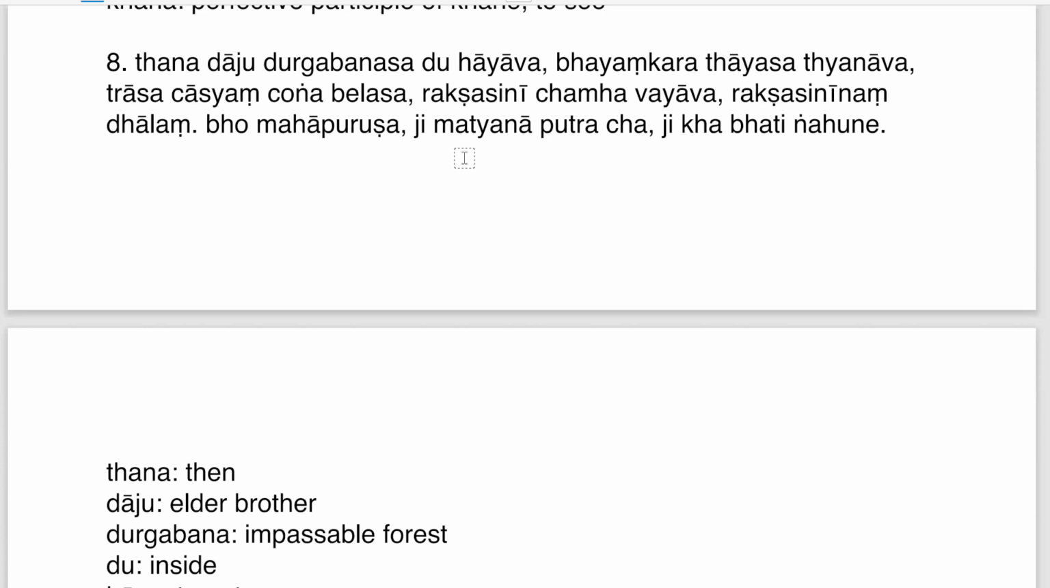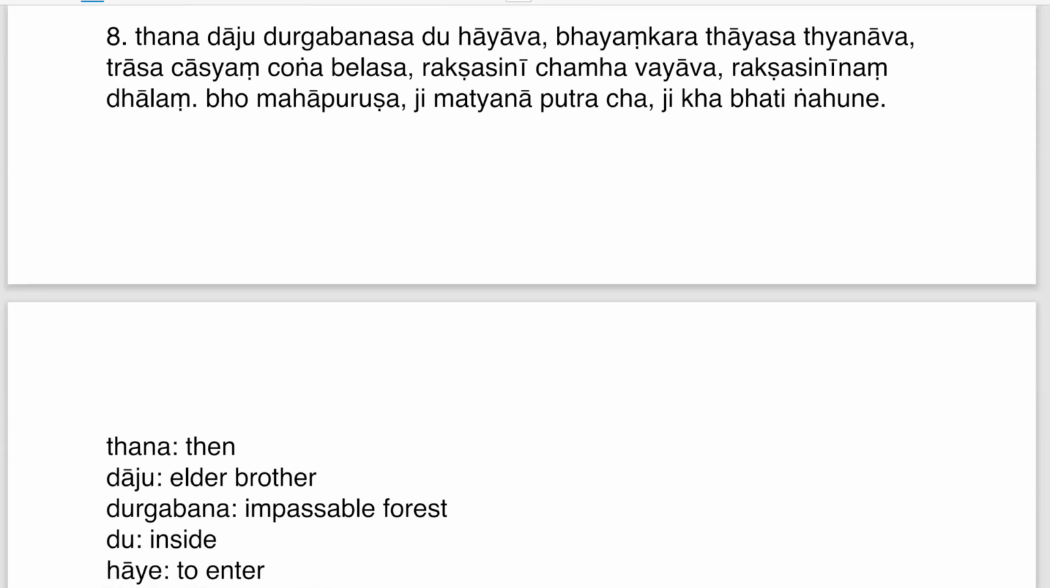Kanada. Then the elder brother. The governors in the impassable forest. And do inside. Hayala, the antecedent converb. So the elder brother entered the impassable forest.